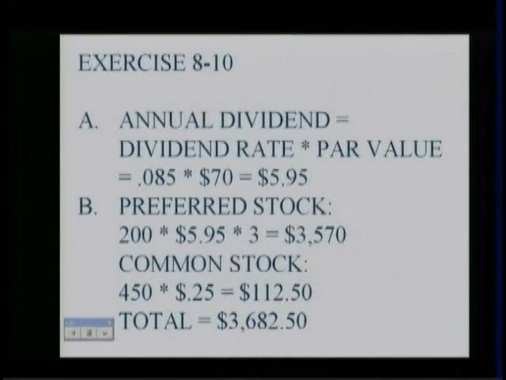The total that would be received by this individual is the $3,570 plus the $112.50, so the total would be $3,682.50 that this individual would receive this year on both the preferred and the common stock.